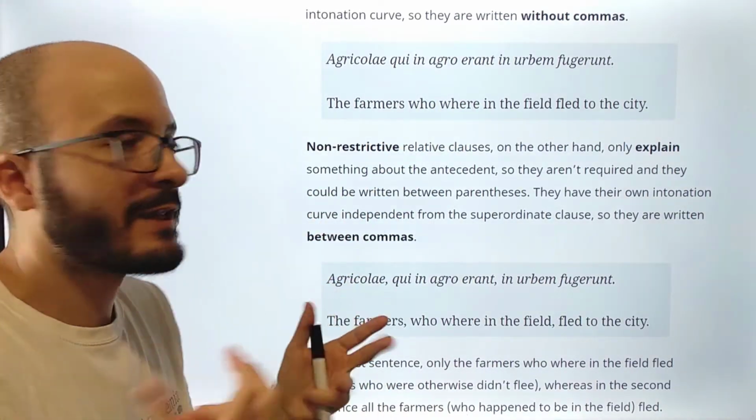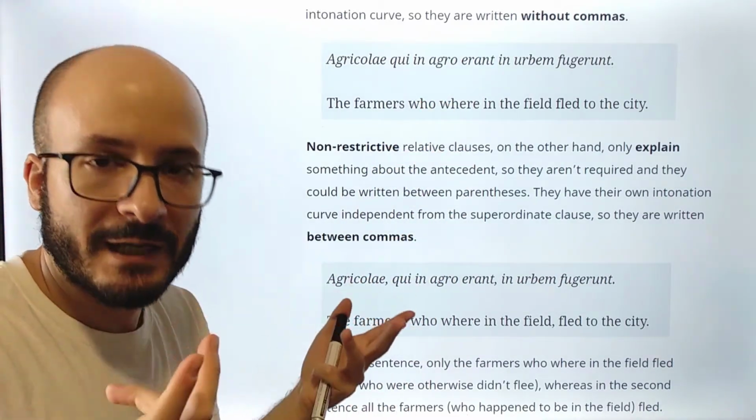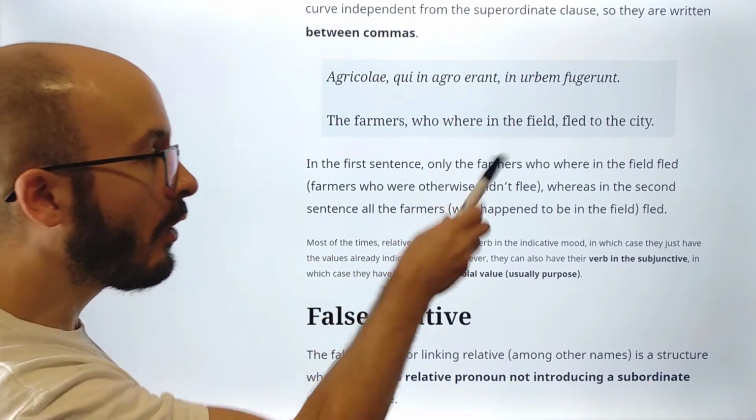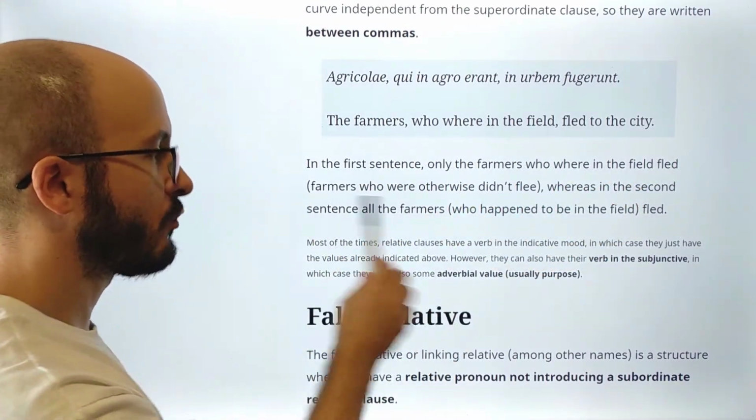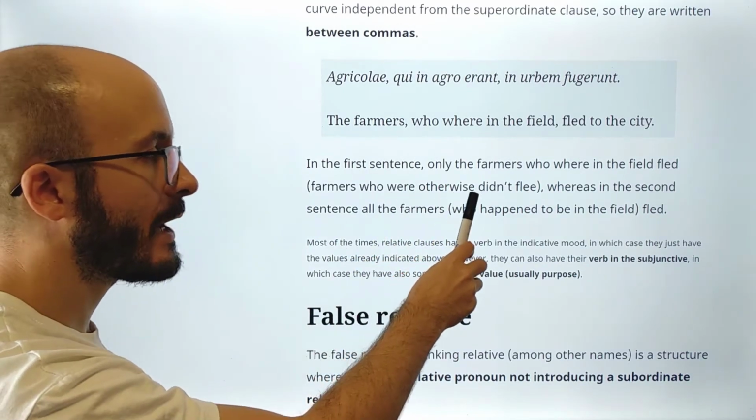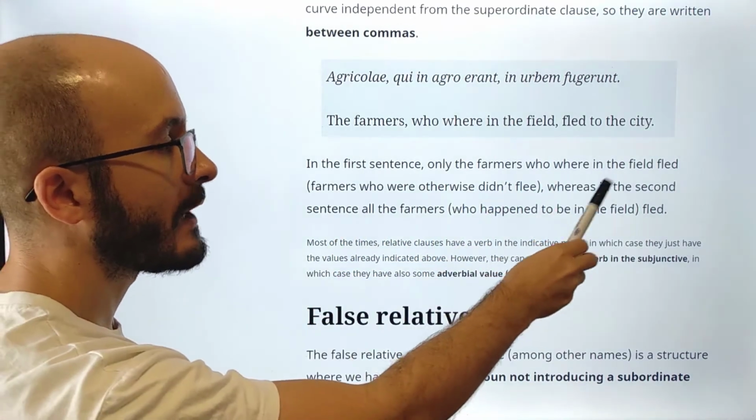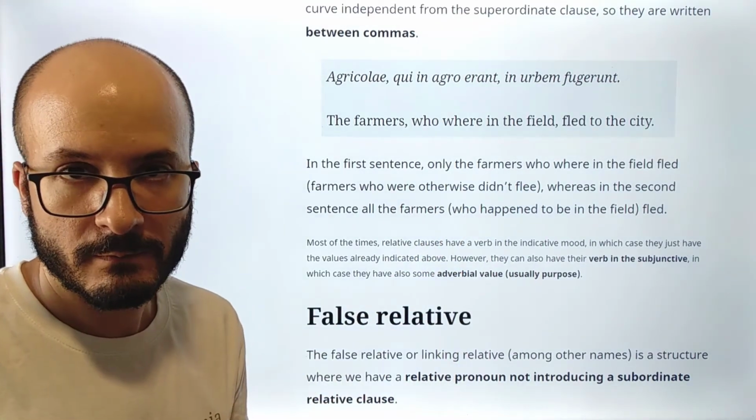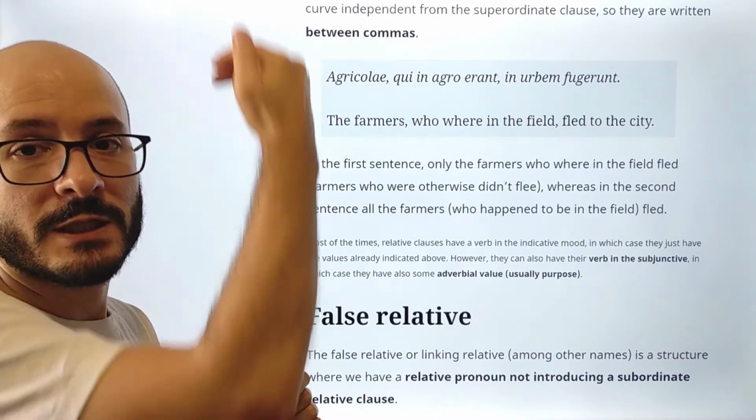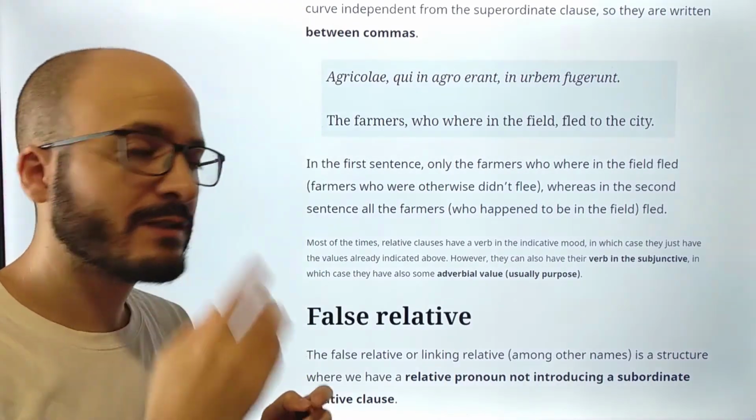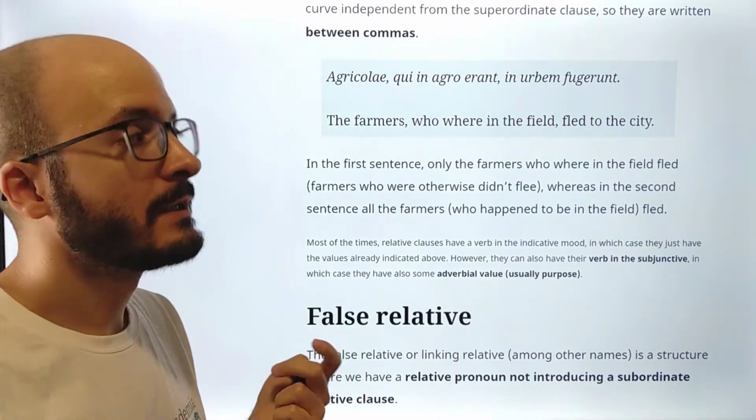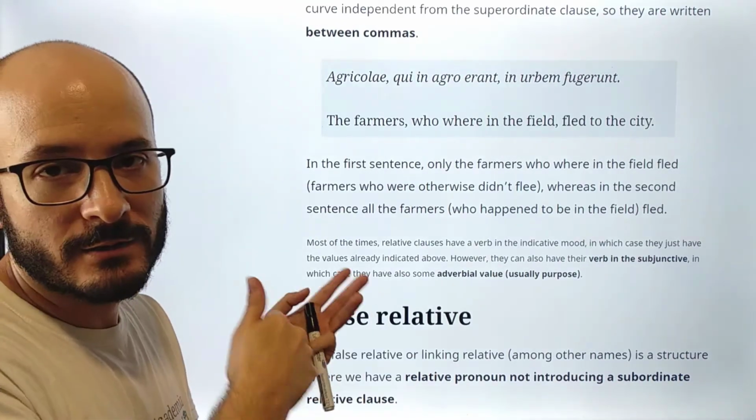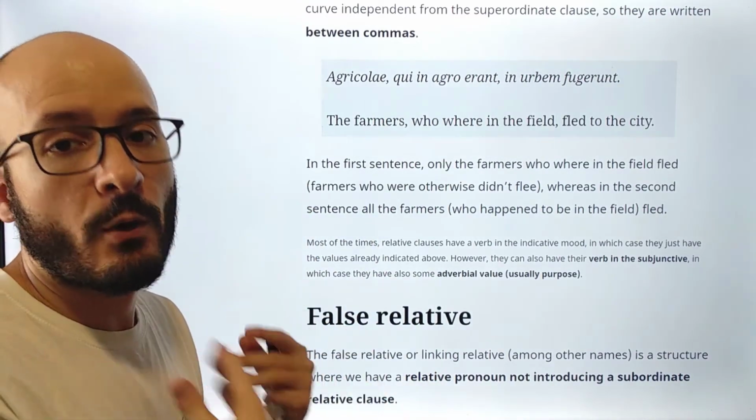you can feel, I'm sure that you can feel the difference in meaning, but we are going to explain it literally. In the first sentence, only the farmers who were in the field fled. Farmers who were otherwise didn't flee. Whereas in the second sentence, all the farmers who happened to be in the field fled. Okay? And that's the difference between these two types of relative clauses. That's why it is so important to know what type it is in Latin to either write or not write the commas in our translation.